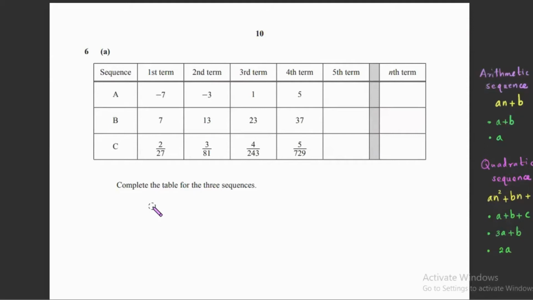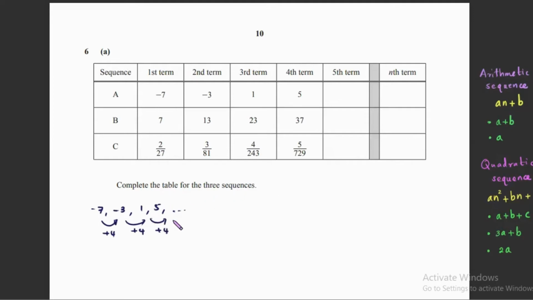In question 6, there are 3 different sequences given to us. We need to find the 5th term and the formula for the nth term. When we consider the first sequence that is given to us, we have -7, -3, 1, 5. Likewise, it keeps continuing. Each time when we check this, it increases by 4. This is the difference between the numbers that we have here.